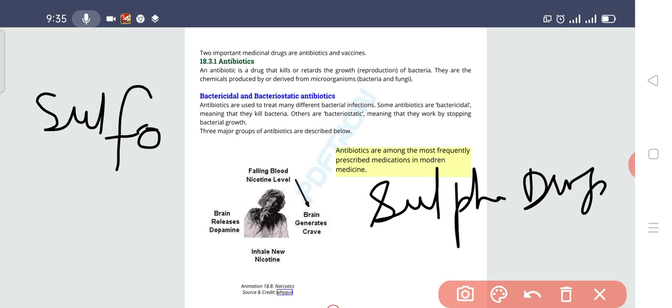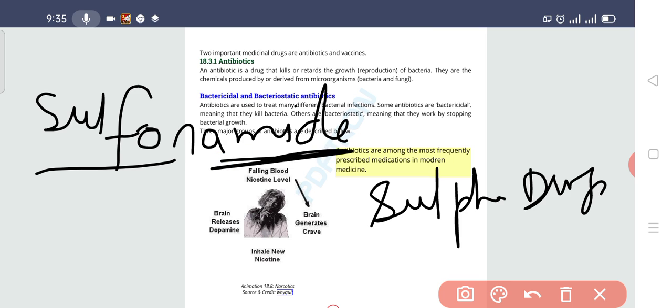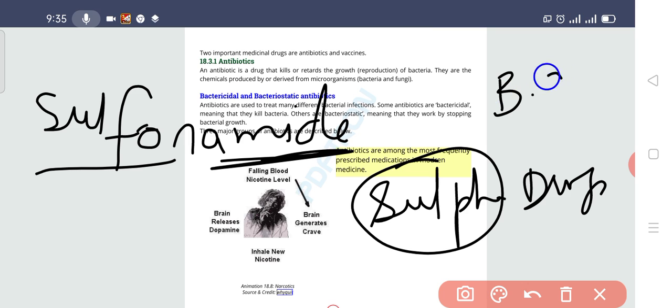What is that? Sulfonamide. So it contains the sulfur and the amide, like an amino group. What is it basically doing? This is a kind of antibiotic which contains the sulfur group, and it is also a broad spectrum drug. And what it is doing is inhibiting the synthesis of folic acid.